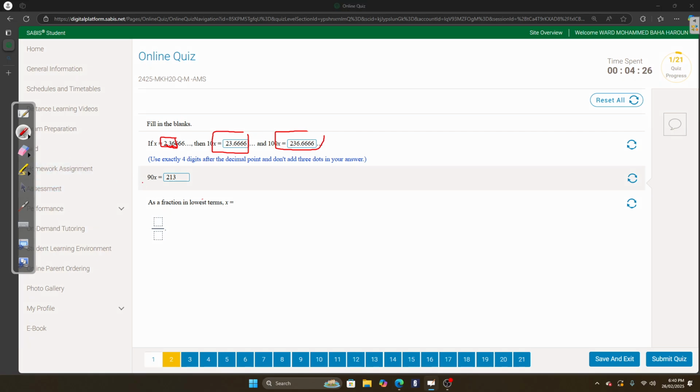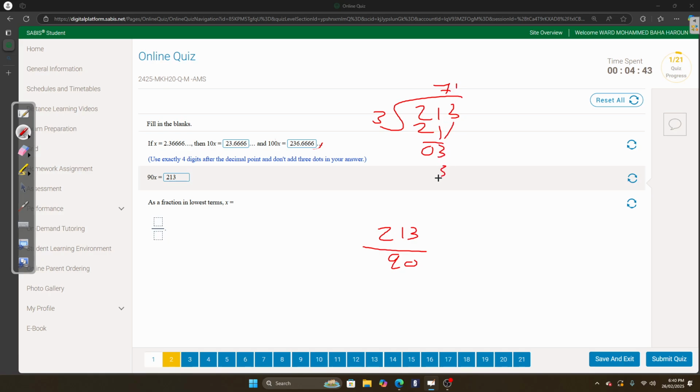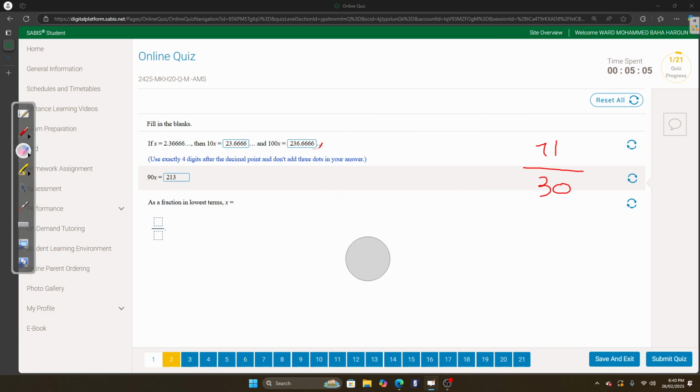So now you're going to divide by 90 on both sides. You're going to do 213 divided by 90. Simplify by dividing by 3. 3 times 7 is 21, and 3 times 1 is 3. So it's 71 over 30. That's the most I think you can simplify. So the final answer is 71 over 30.